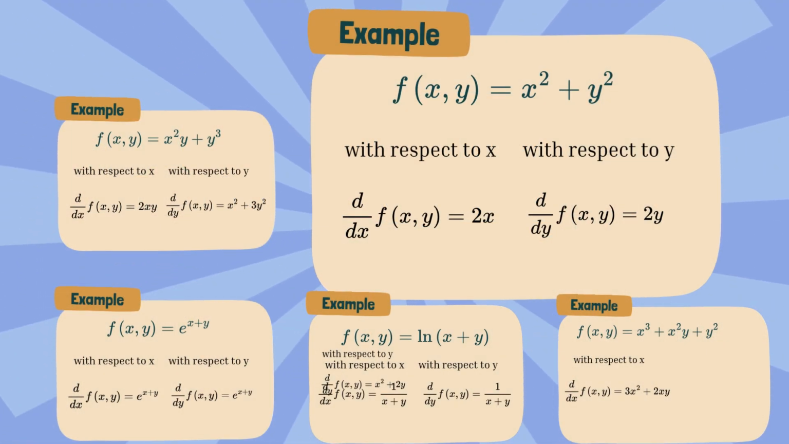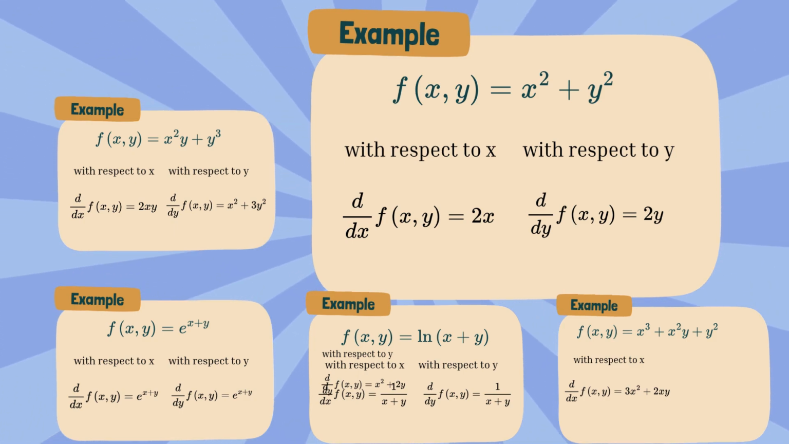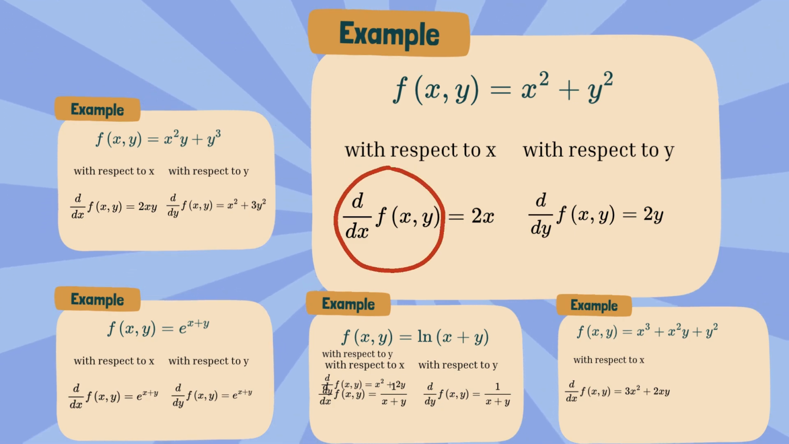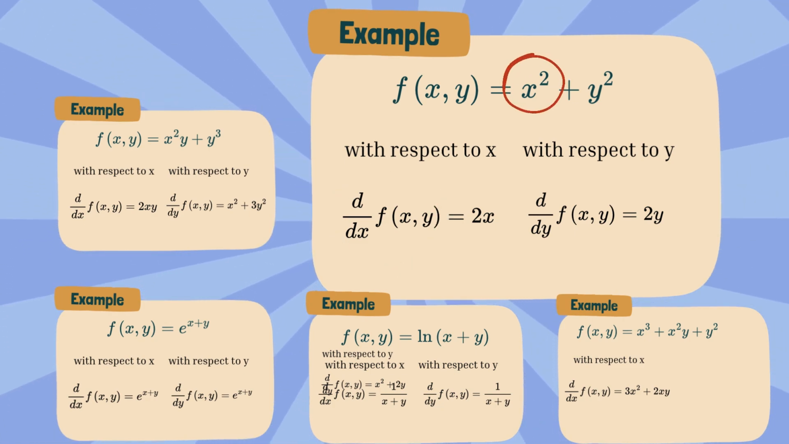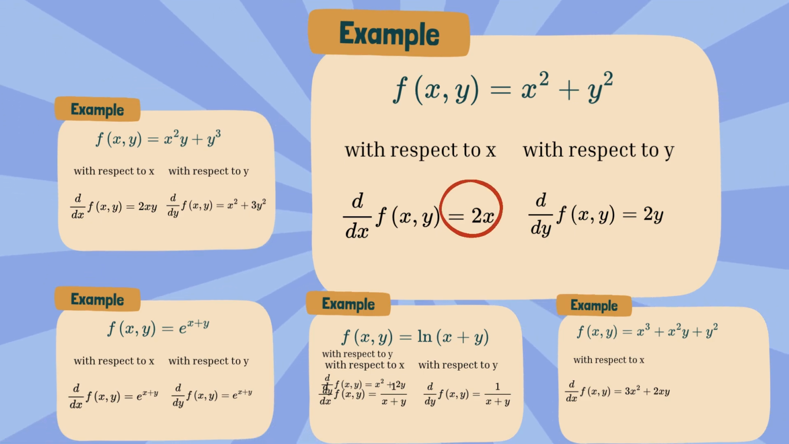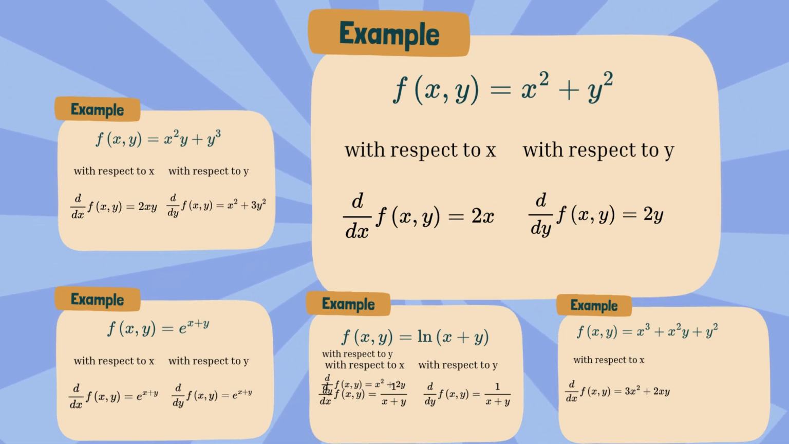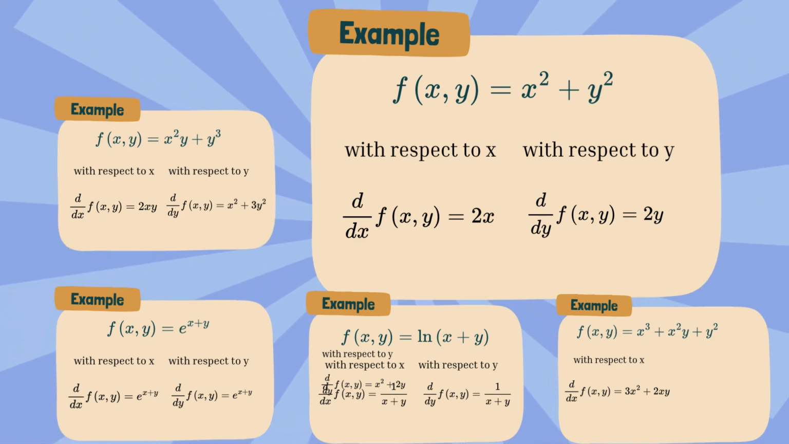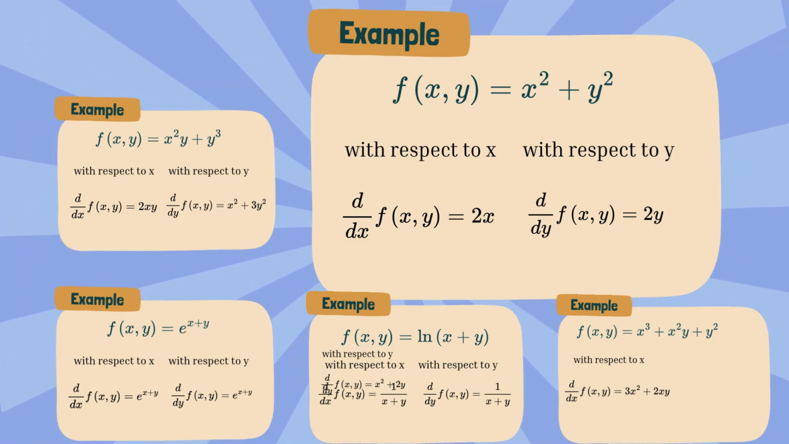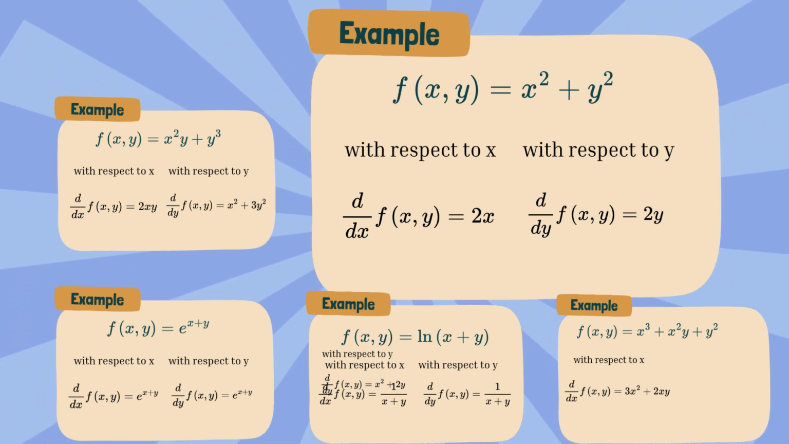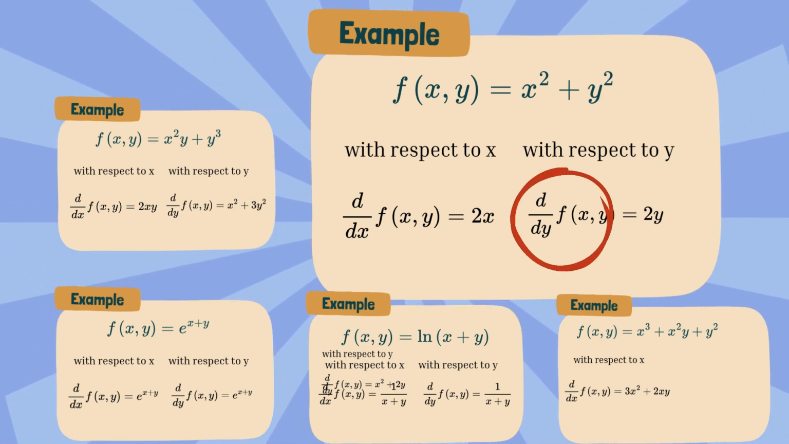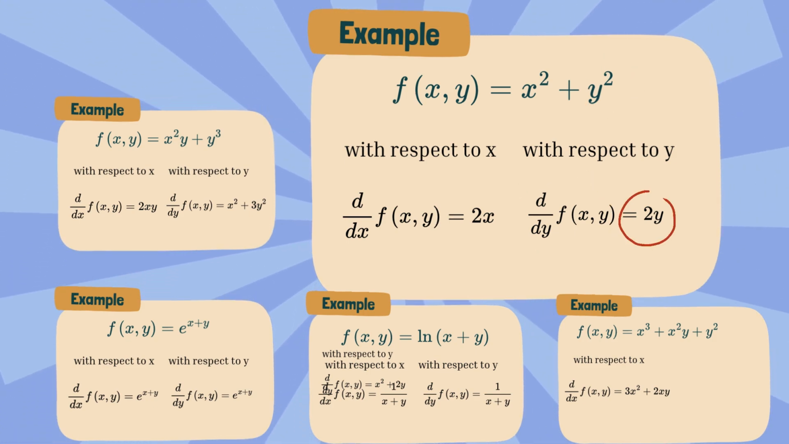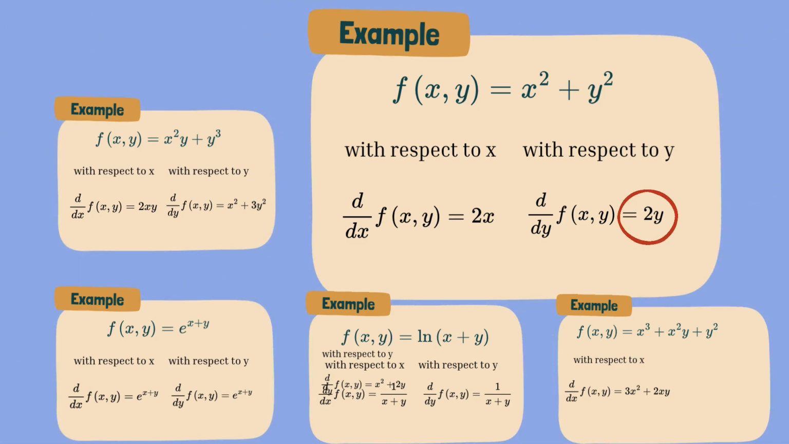Now let's look at the example. When f(x,y) equals x squared plus y squared, differentiate it with respect to x. Differentiate x squared and you will get 2x as the answer. You ignore y squared because there is no variable x. Then you have to write d over dx f(x,y) equals 2x, that is the answer. Otherwise, when it is with respect to y, differentiate only y squared. Then you will get 2y as the answer.